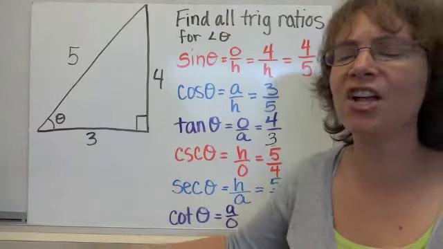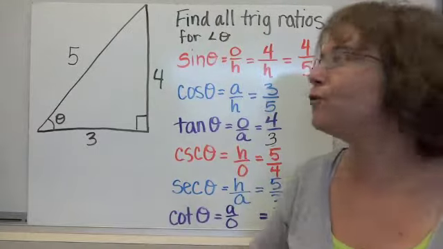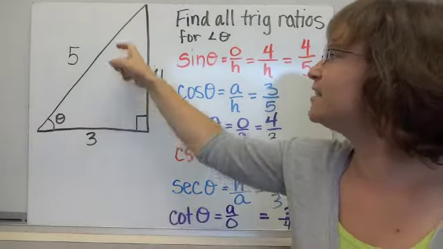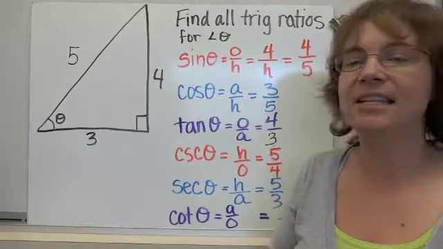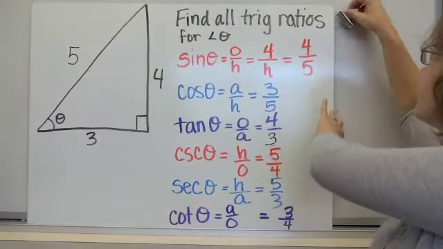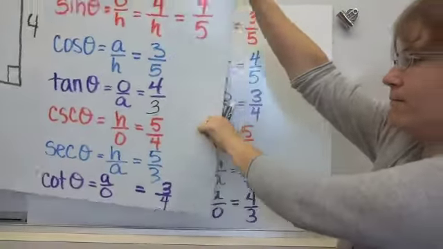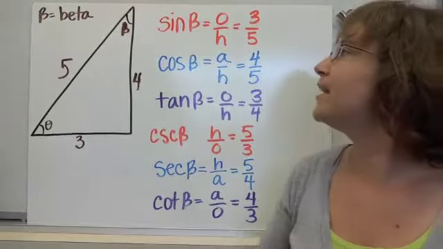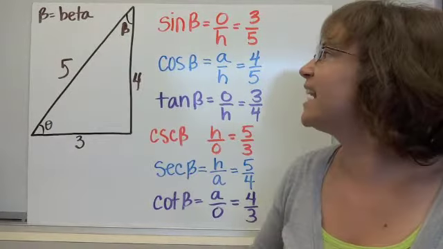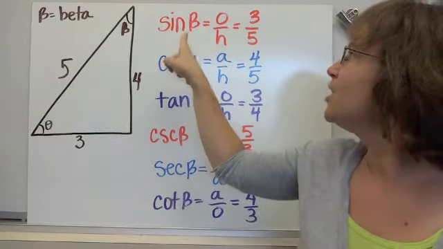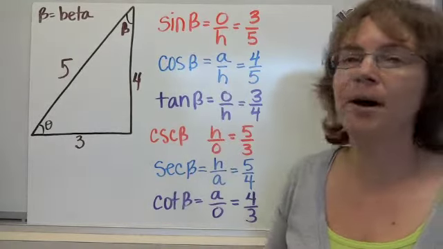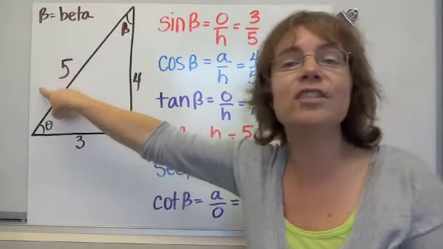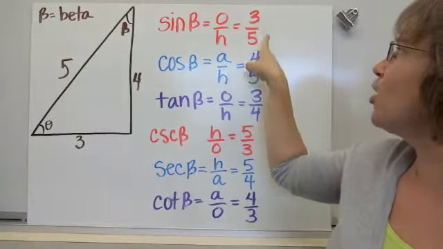Now that's not the only angle in here that we can find the trig ratios for. There's another angle up here, and let's see if we can find the trig ratios in this same triangle, but for this angle instead. We'll have to give it a different name. Let's call it beta. That's another Greek letter. Now we're going to look at the sine of beta instead of the sine of theta this time. The sine of beta is the opposite over hypotenuse. Opposite of beta is 3, and the hypotenuse is still 5, so it's going to be 3 over 5.